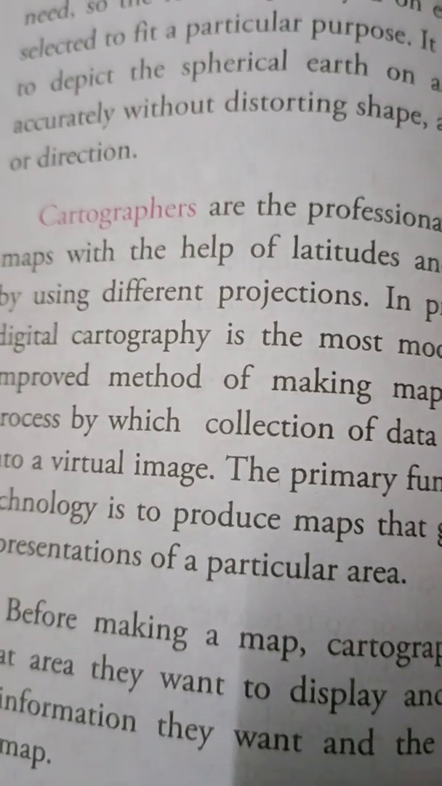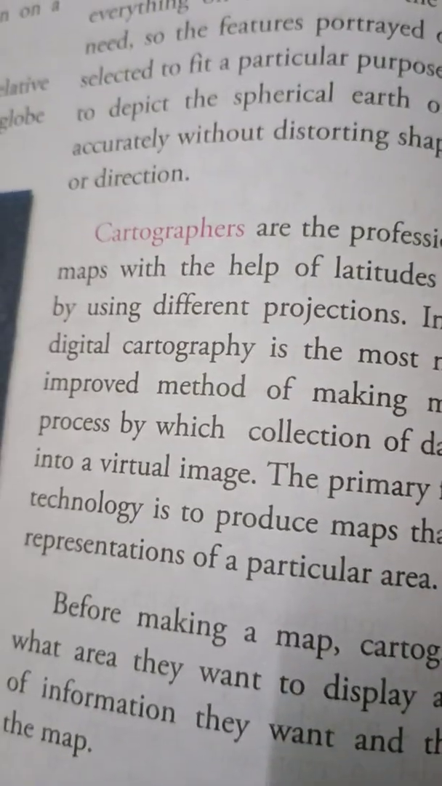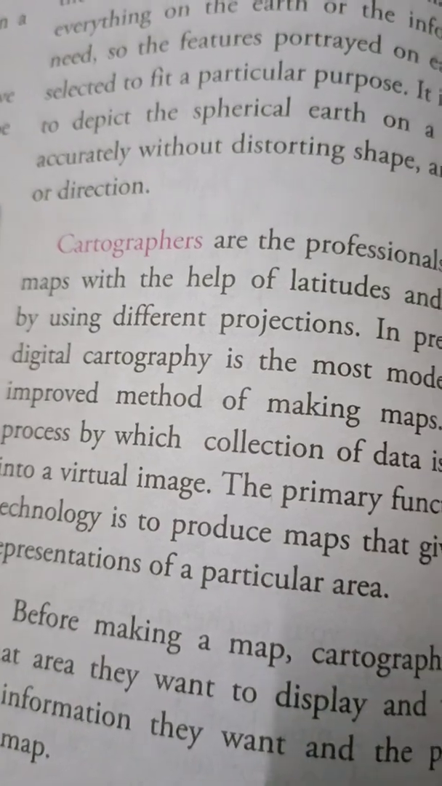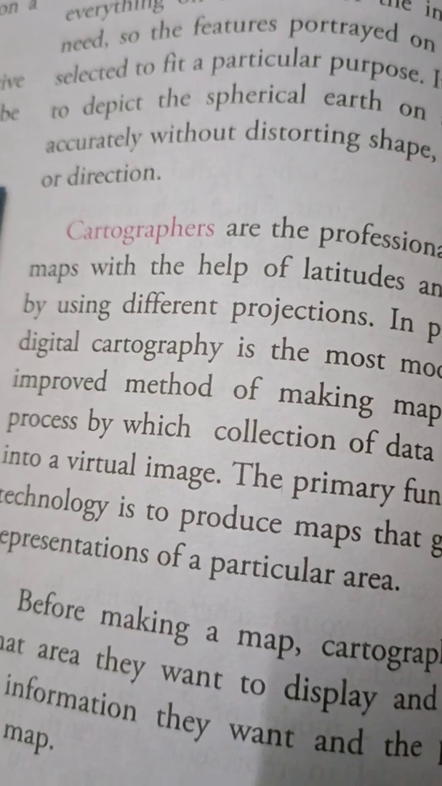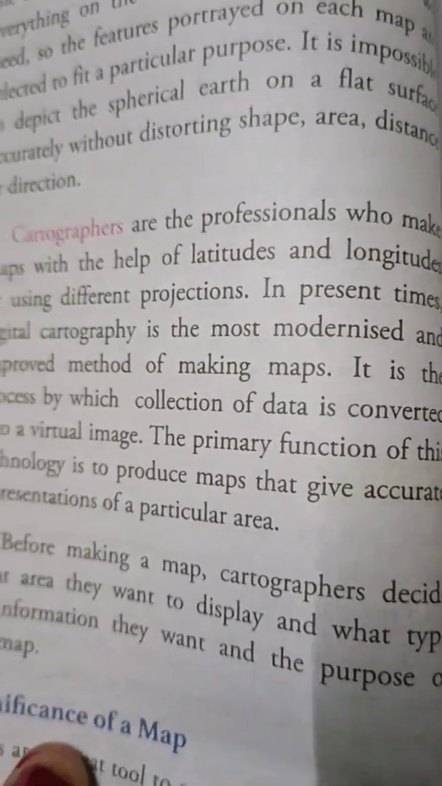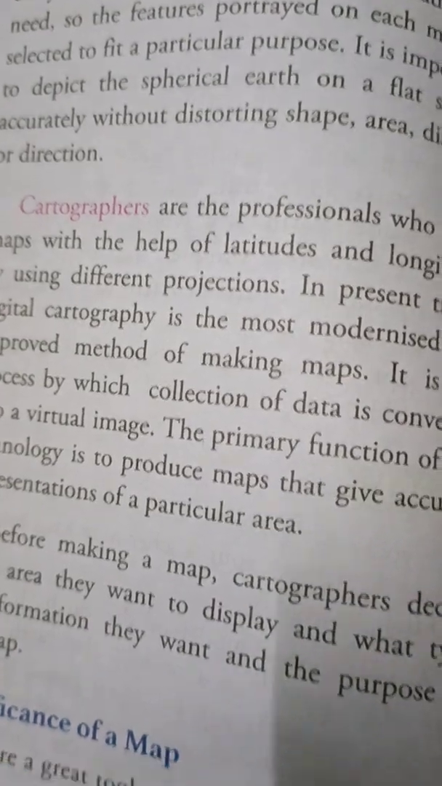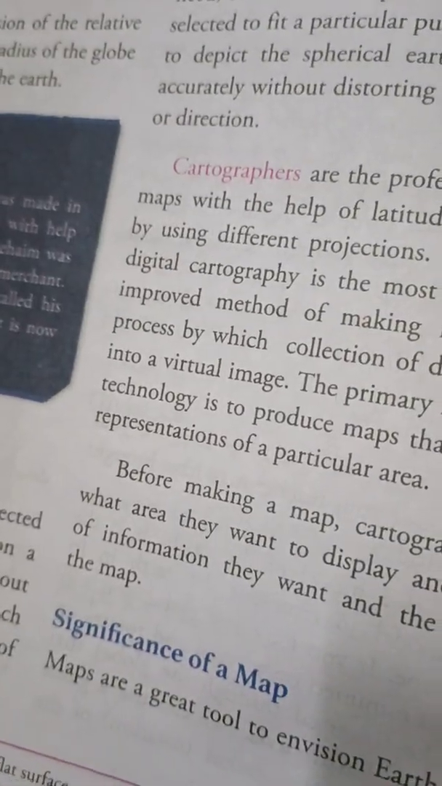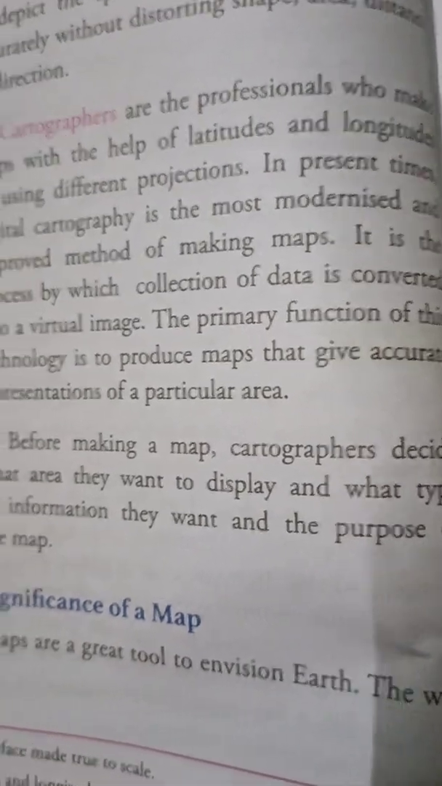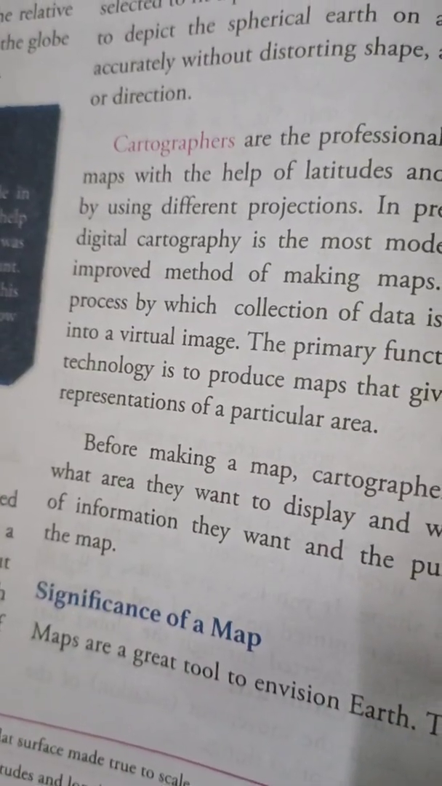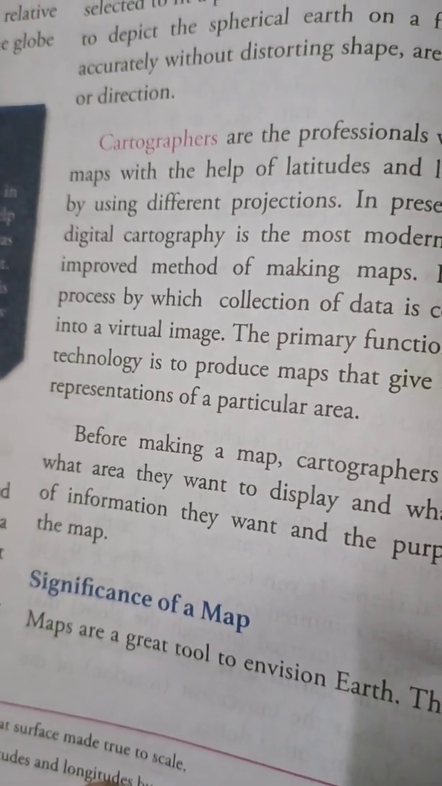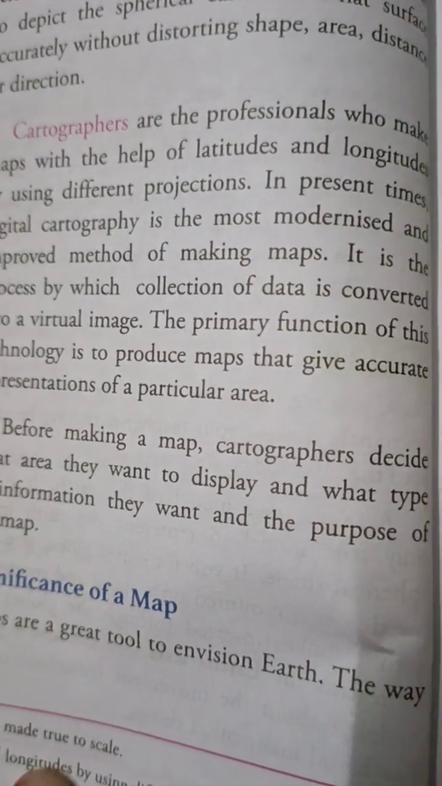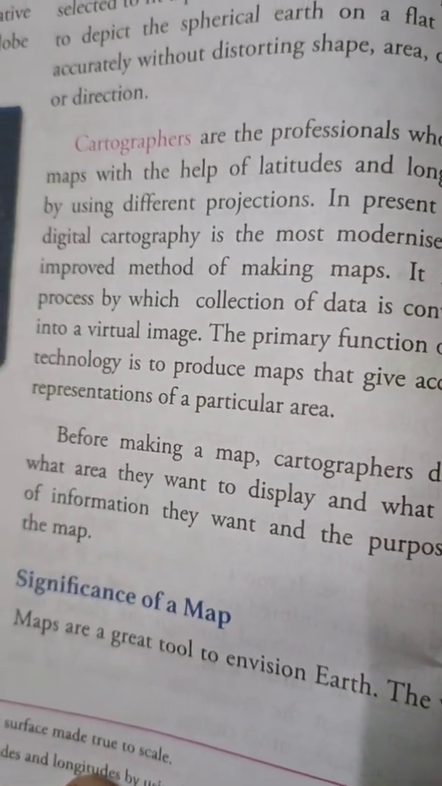Today, in present time, cartography has improved many methods. Digital cartography has started, and there are many processes by which a collection of data is converted into a virtual image. The primary function of the technology is to produce maps that give an accurate representation of a particular area for our help. Before making a map, a cartographer has to know about the area that he wants to display, and so they have to get the information for this purpose.